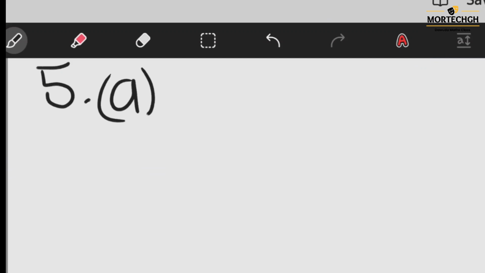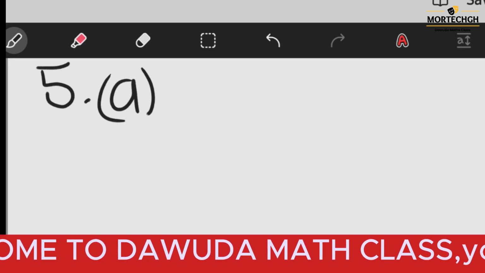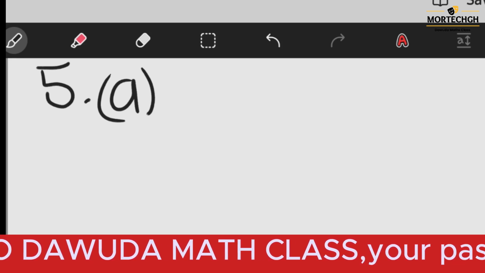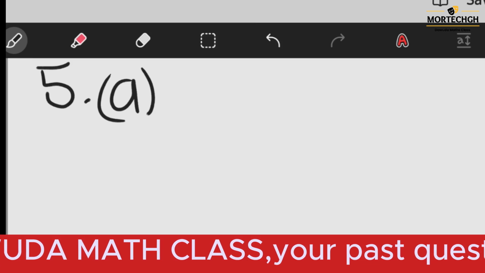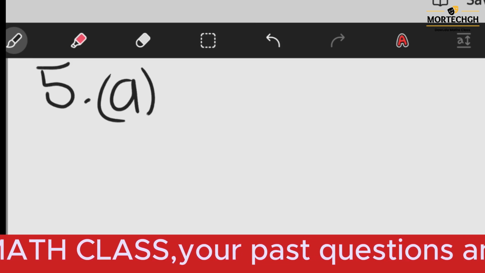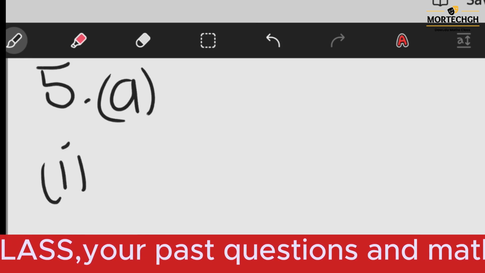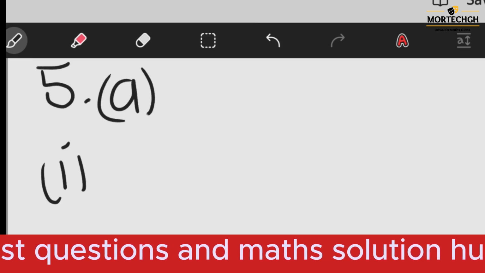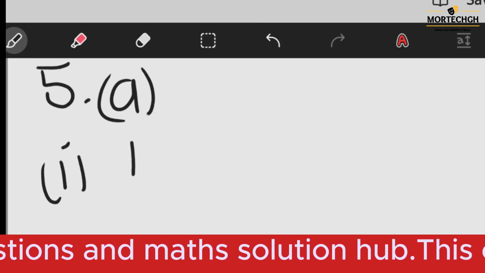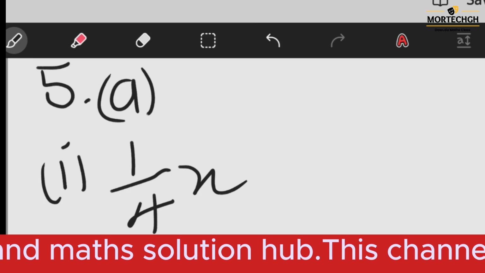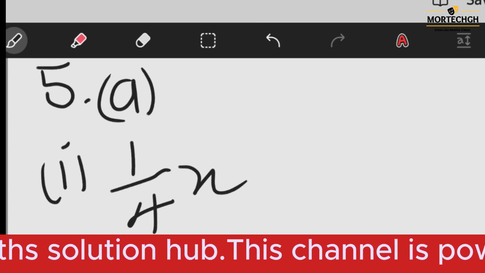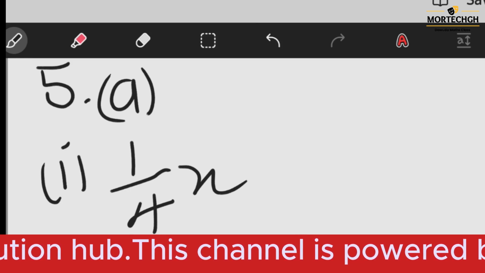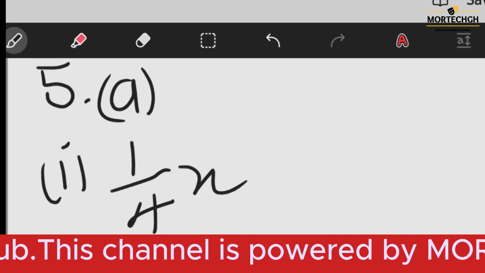Question 5a. Madam AC used 1/4 and 2/3 of X acres of land to cultivate mangoes and oranges respectively. A. Express in terms of X the number of acres of land used to cultivate I. Mangoes, II. Oranges. So with I, mangoes is the first ratio, which is 1/4 x from the question. The first fraction, 1/4, is for mangoes, and the second fraction, 2/3, is for oranges, right?